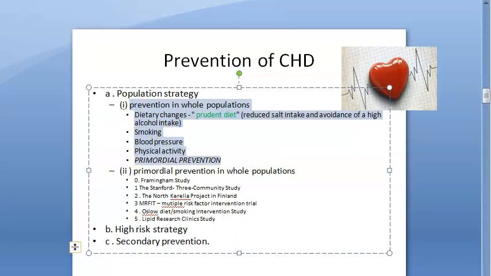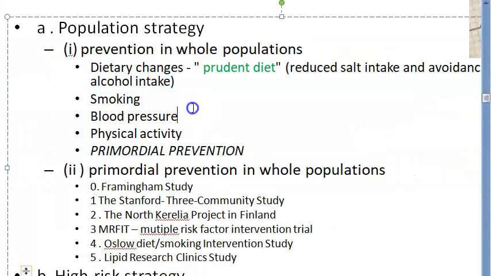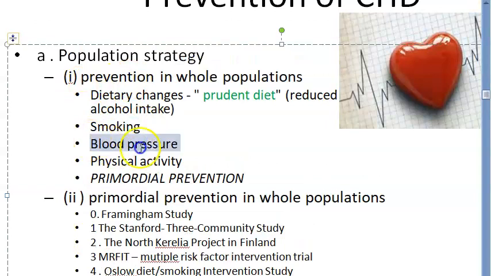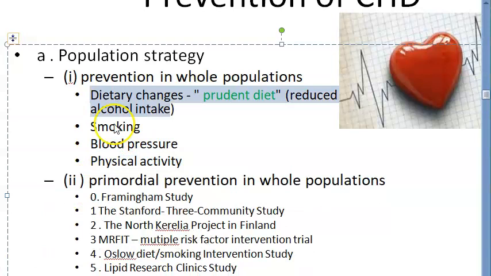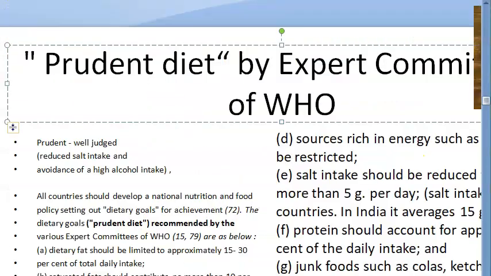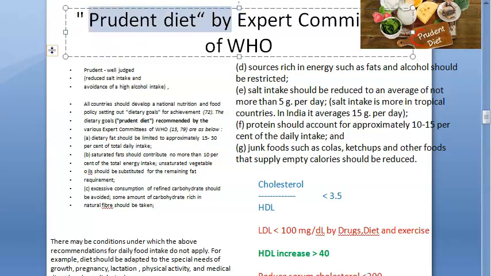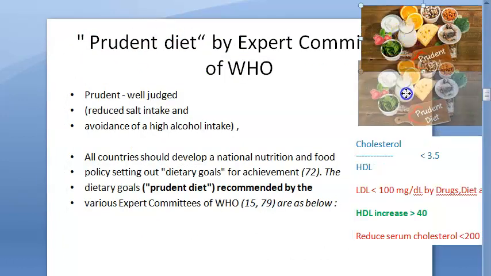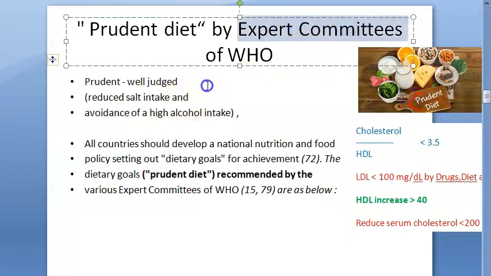Then coming to prevention in the whole population, let us look at this. Here you have something called a prudent diet, dietary changes. Then obviously you will have to give up smoking, regulate blood pressure, and have physical activity. So in dietary changes, prudent diet is important. Let us look at prudent diet. This prudent diet was given by whom? By WHO, the expert committees of WHO.